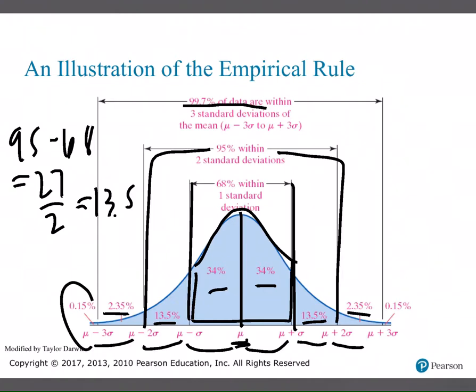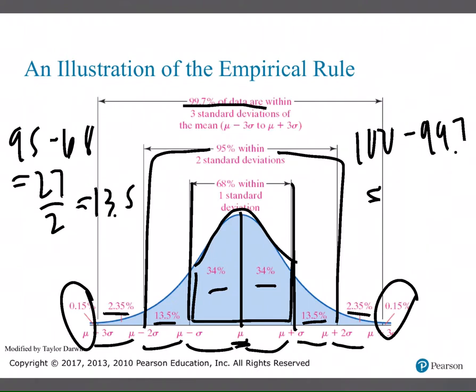Well, how do I find that data that lies outside of the 99.7? Well, there's 100% total, so 100 minus 99.7 is 0.3. Divide by 2, you get that 0.15. This may not make any sense right now. I hope that it makes a little more sense with a picture, with actual data that we'll see in a second.